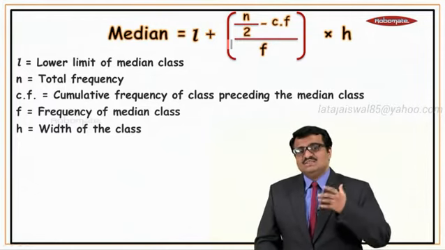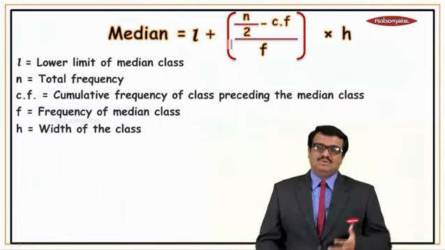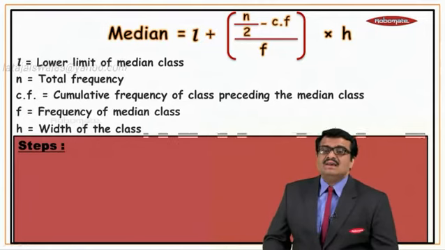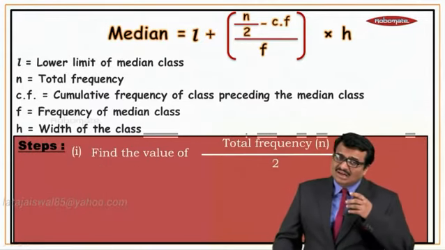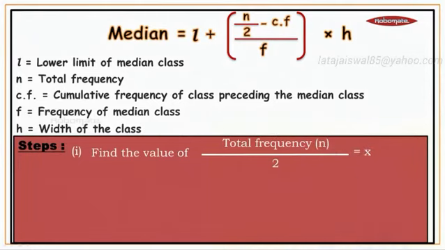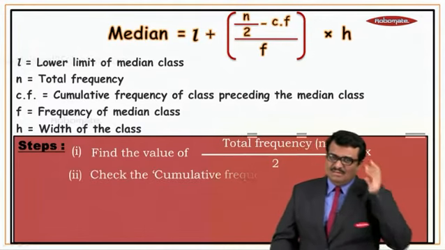Okay, now we heard this word median class. How to locate this median class, we should know that. So let us understand how to locate median class. There are a few steps for that. First, find the value of total frequency n and divide it by 2. Suppose the total frequency is 100, divided by 2, you will get 50. Call this total frequency upon 2 value, call this value x in your mind.